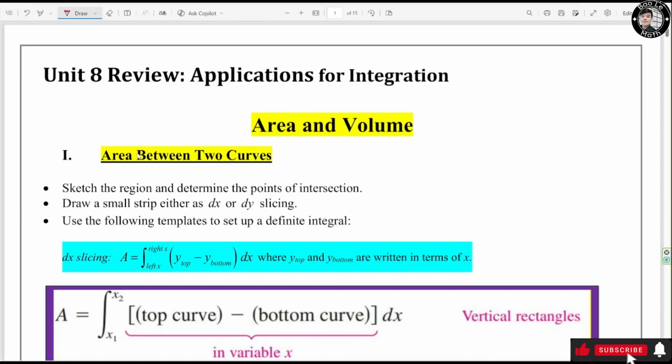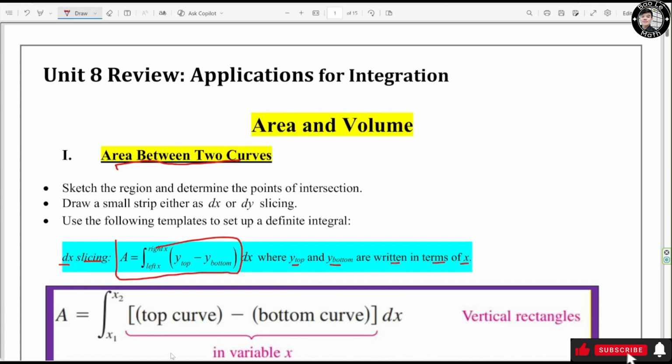Alright, first we're going to talk about the area between two curves. When dx slices, then we have this formula, where y top and y bottom are written in terms of x. So in this situation it's going to be the vertical rectangle, right? This one is the height, this one is the width. The height is the distance between the y top and y bottom. The width is dx, right?